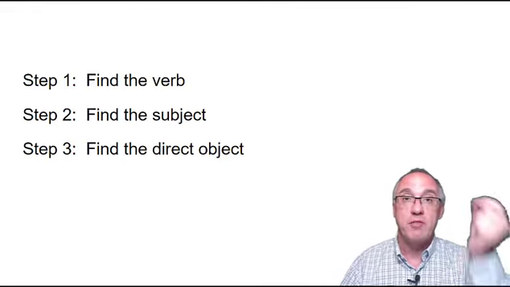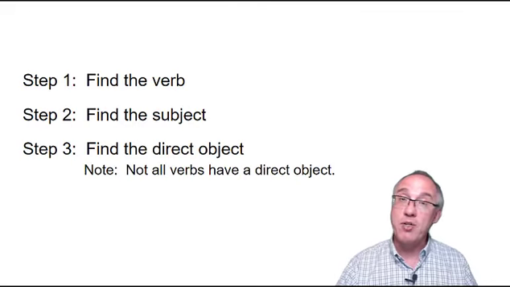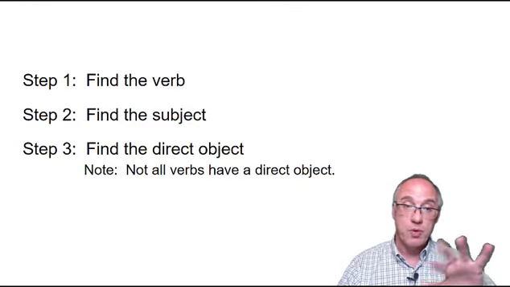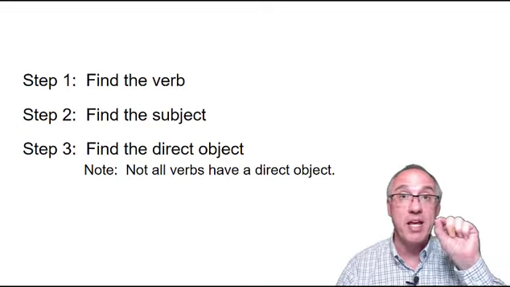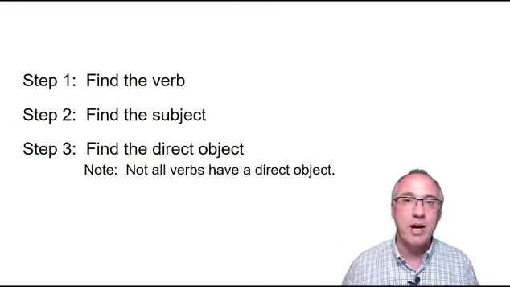Number 3, using the subject and the verb, find the direct object. Not all verbs are going to have a direct object. So this step you might have to miss, but in the large percentage of verbs, and I hate to put a number on it, they're going to have a direct object.